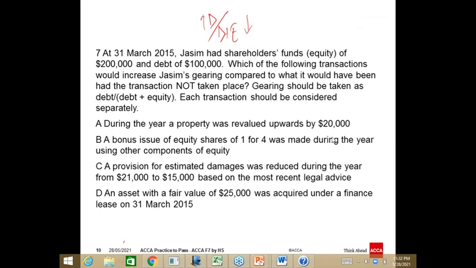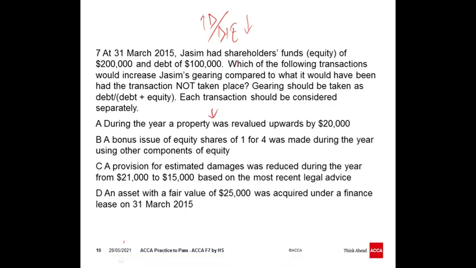Okay. During the year, the property was revalued upward by 20,000. So if the property was revalued upward, there will be a reduction in the gearing. A bonus issue of shares of 1 for 4 during the year. Remember this point that a bonus issue will not affect the equity at all. Provision for the estimated damages was reduced during the year from 21,000 to 15,000 based on the most recent legal advice.